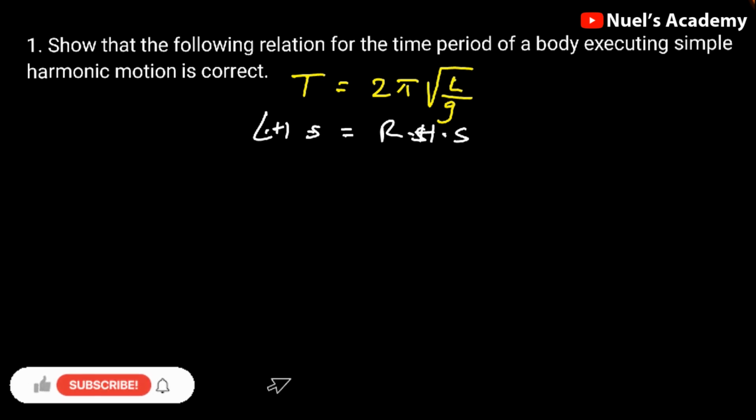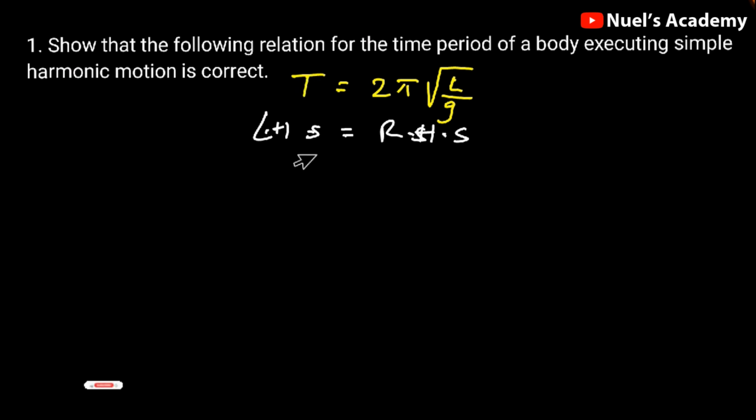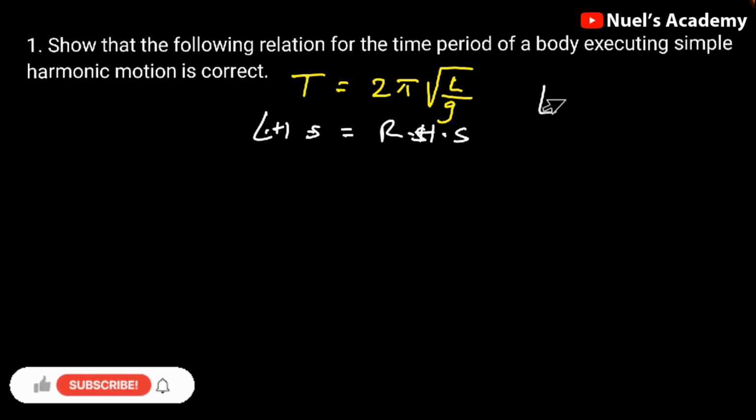The 2π is a constant and it does not affect the dimensions. We're only going to focus on root L over G. So the dimension of period, which is also known as time, is T. So the left hand side has the dimension of T. Let's now find the dimension of the right hand side, that is root L over G.